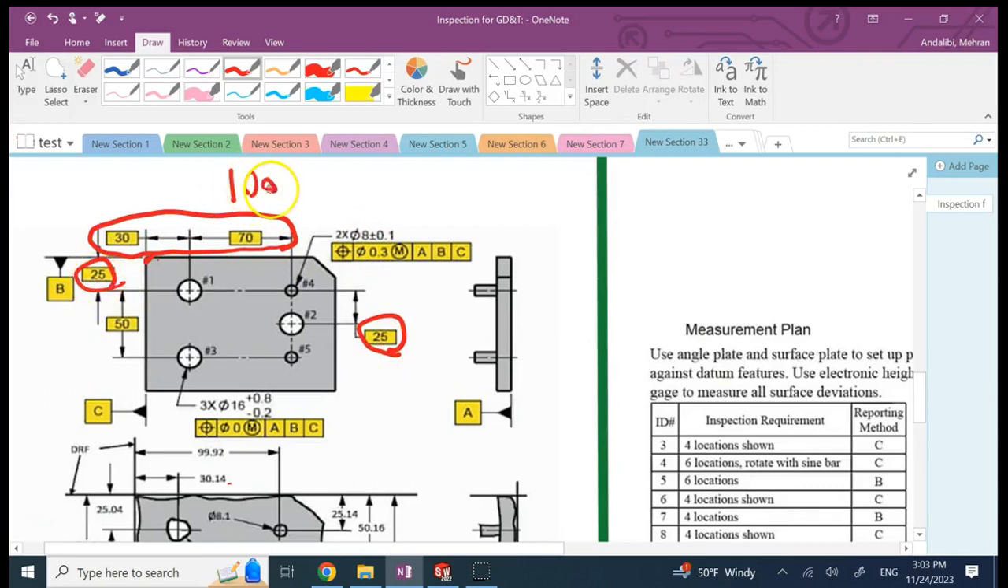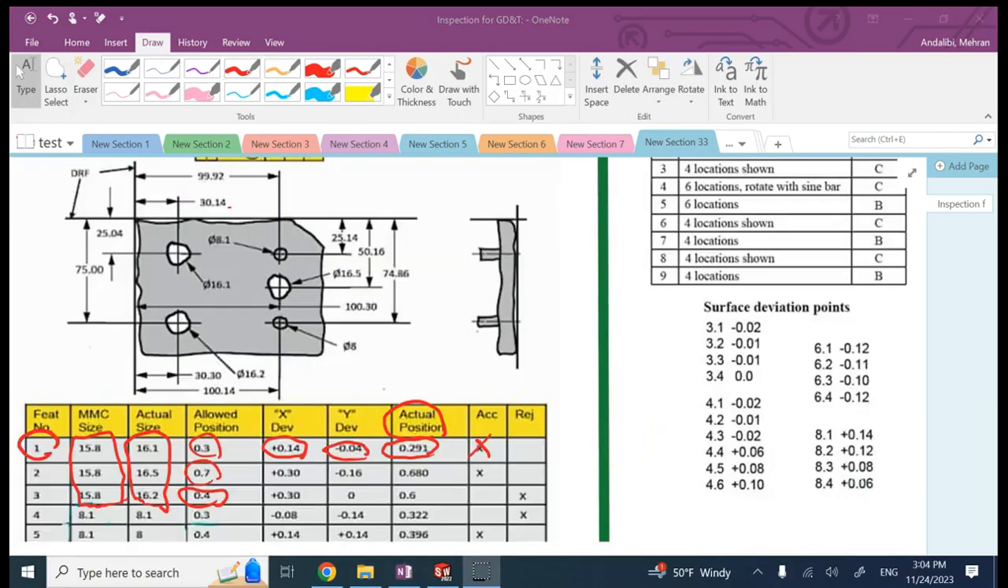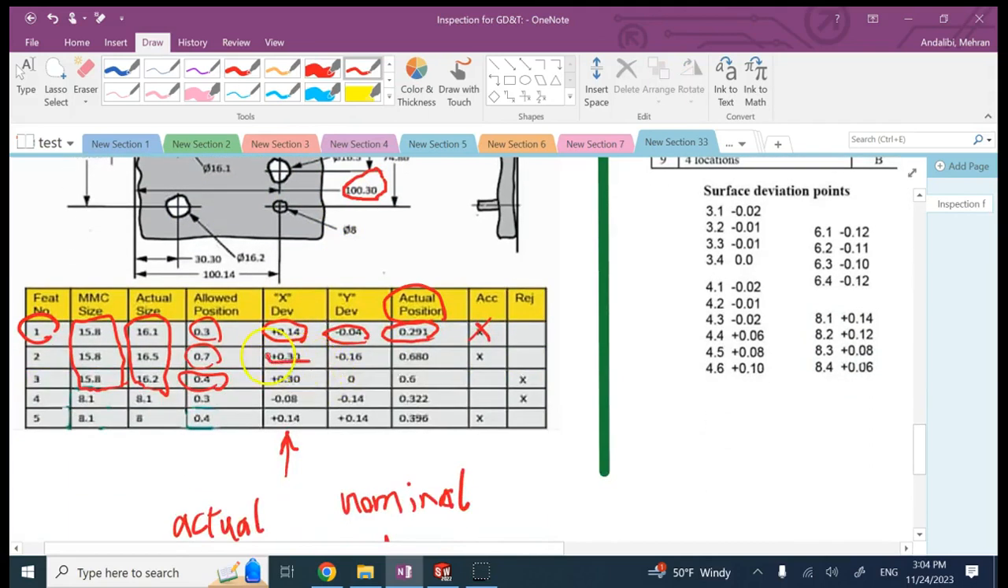So it's 100 in this dimension and 50 in the other dimension. Now, what do we have for it in reality when we did the measurements? Well, if you look here for the x of hole 2, this is hole 2, it's 100.3, so subtract it from 100, you get 0.3, as you can see.